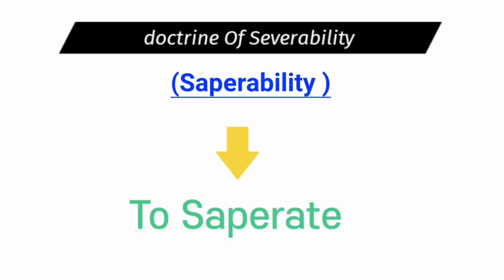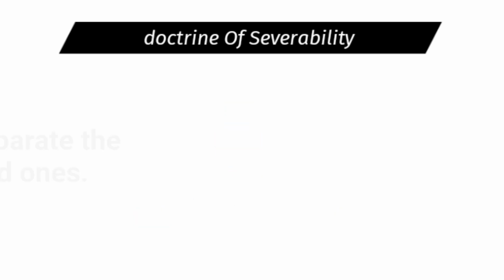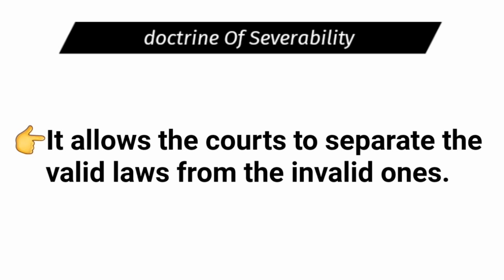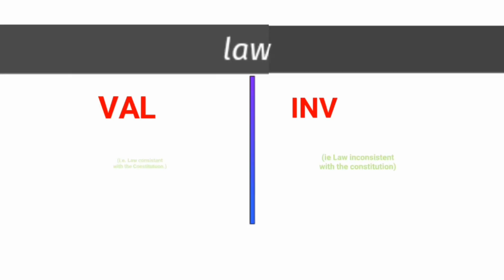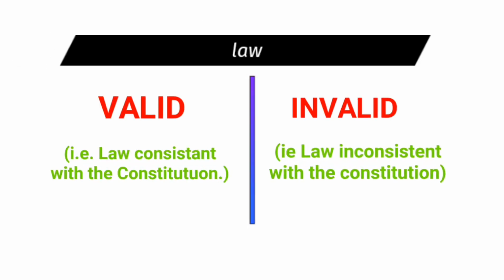So for the purpose of Article 13 of Indian Constitution, we use a doctrine, and that is the Doctrine of Severability or Separability, which literally means separation. So the Doctrine of Severability in the Indian Constitution allows courts to separate the valid parts of a law from the invalid ones. Let's say there is a law that contains two sections.